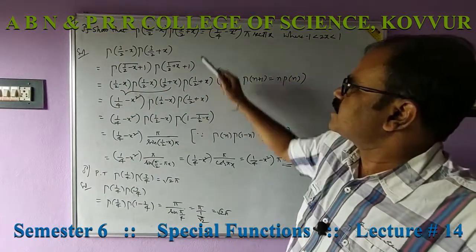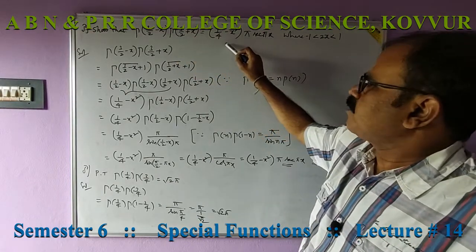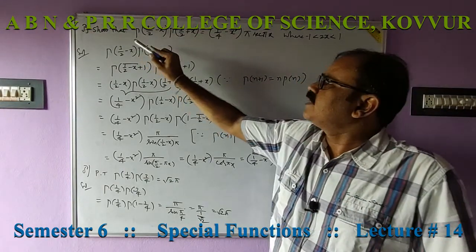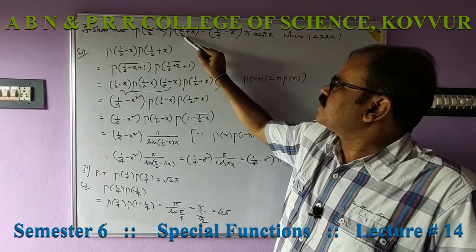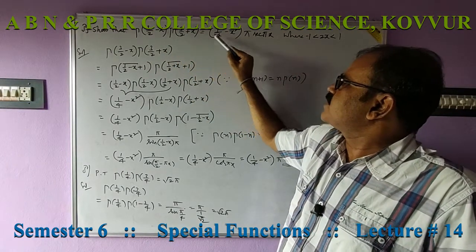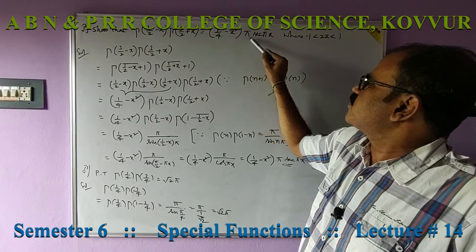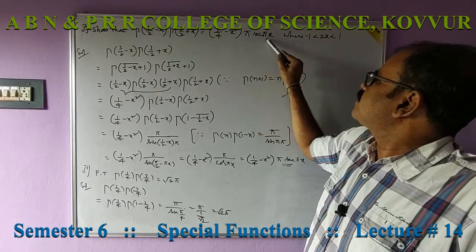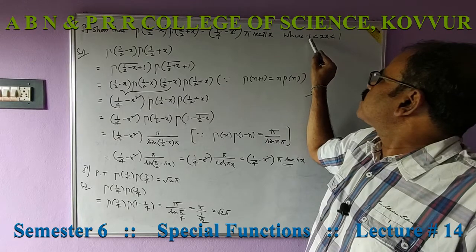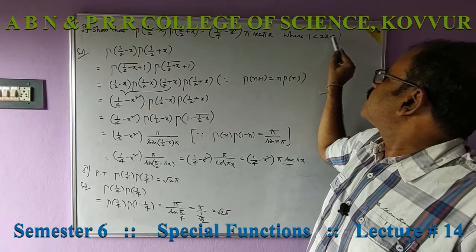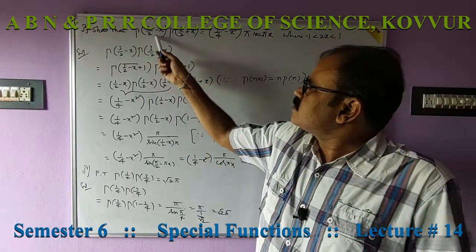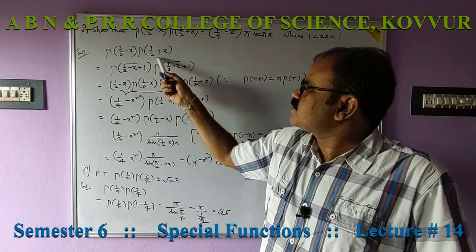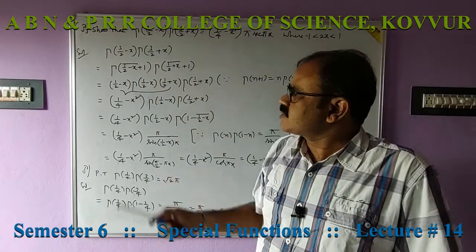Okay, let us see another application. Show that gamma 3 by 2 minus x, gamma 3 by 2 plus x is equal to 1 by 4 minus x square into pi secant pi x. The 2x should be between minus 1 and plus 1. Let us solve this. We have gamma 3 by 2 minus x into gamma 3 by 2 plus x.